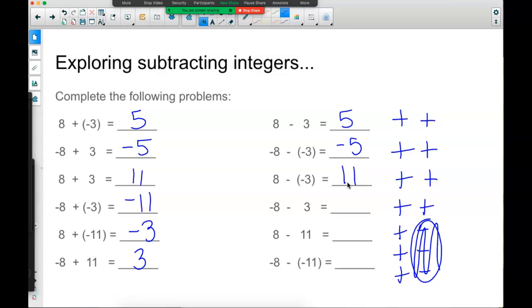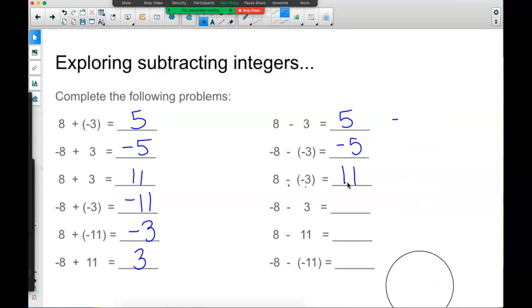Okay, Noah. So if it's like 8 minus negative 3, the negative in the middle kind of cancels out the negative 3. So Noah said these 2 negatives, the negative in the middle and the negative on the 3, kind of cancel each other out? Yeah, in a way, they do. Okay, so let's try the next one.